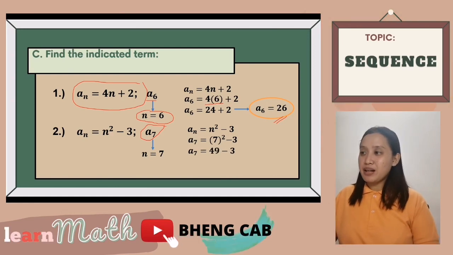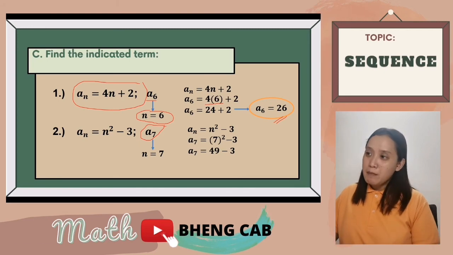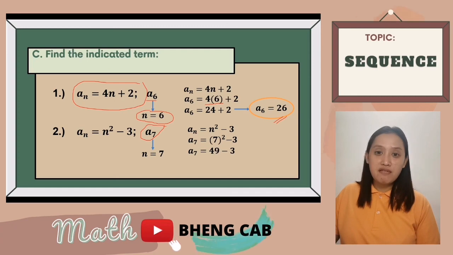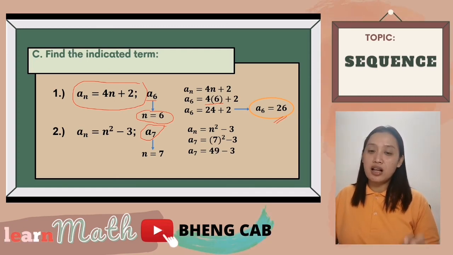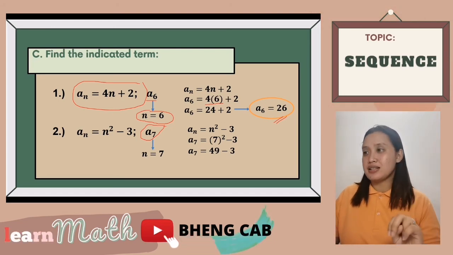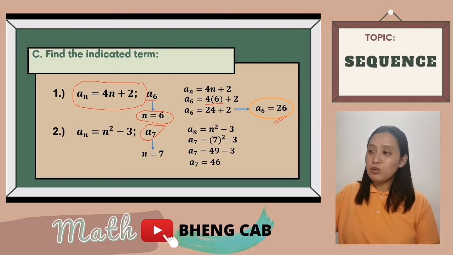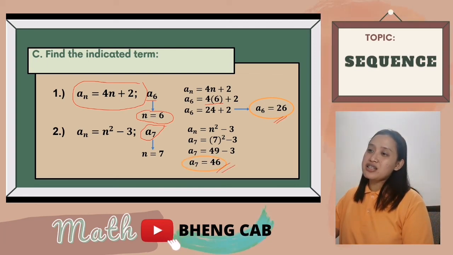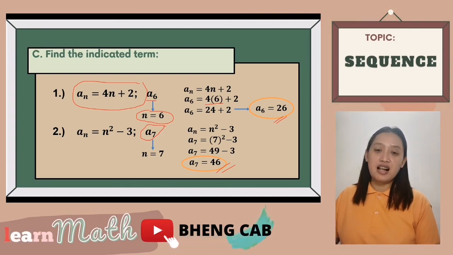So, PEMDAS: parenthesis, exponent. Yung 7 squared, hindi siya 7 plus 7 ha. Pag meron tayong exponent dito, magiging 7 times 7. It tells how many times the base is used in the product. So, dalawang 7 meron tayo na i-multiply sa isa't isa. So, 7 times 7 is 49, minus 3. A sub 7 is equal to 46. That means to say, this 46 is the 7th term for this general rule.